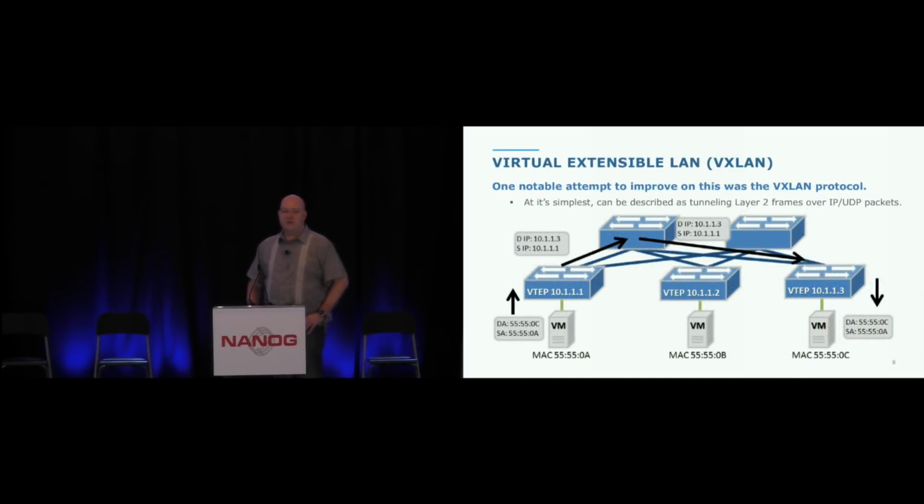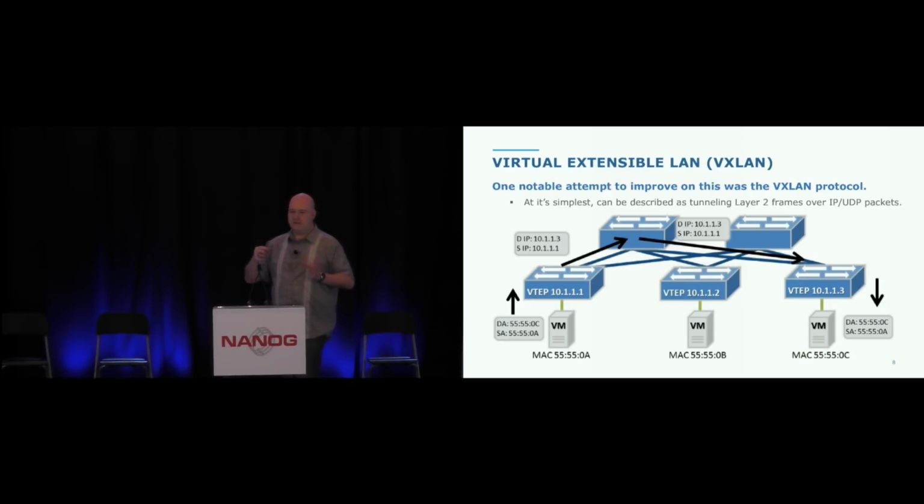One notable early attempt to improve this was something called VXLAN, which stands for Virtual Extensible LAN. The simplest, most basic description of this is taking these layer 2 frames and tunneling them inside of a UDP packet and routing them across IP. In this scenario, you've got a VM on the left side and a VM on the right side. What's happening is you're going to an upstream switch. It has a virtual tunnel endpoint, a VTEP. And it says, I need to get from this device to that device.